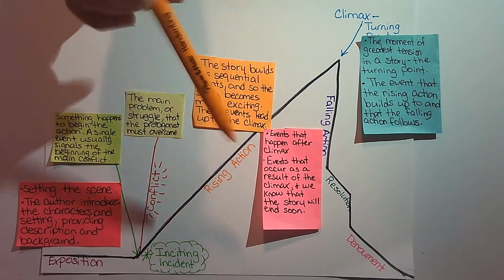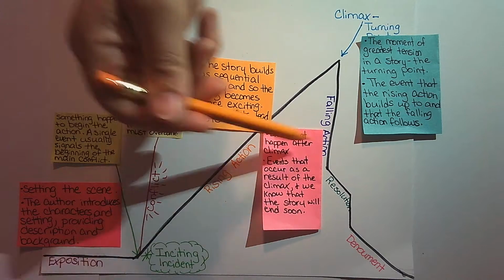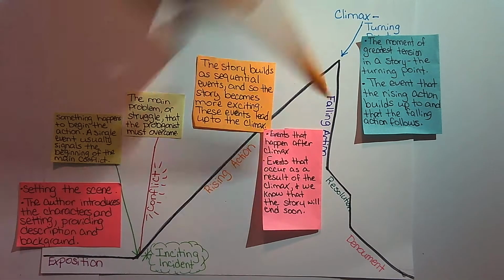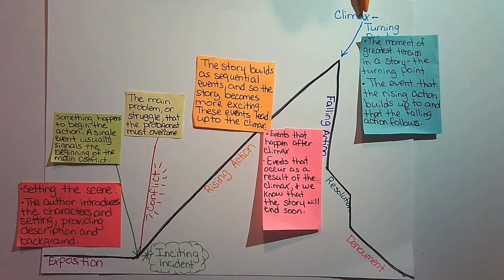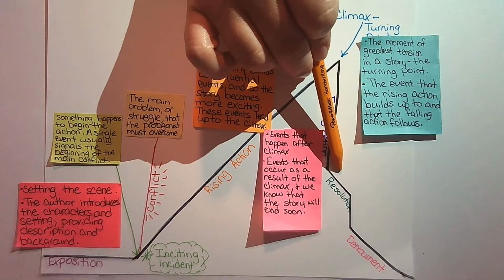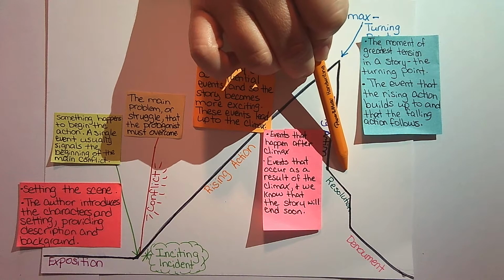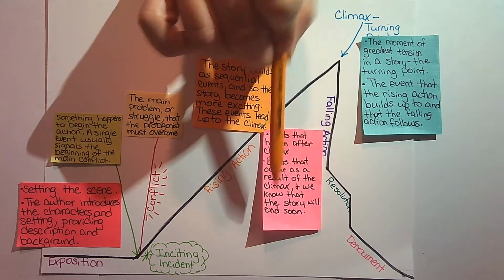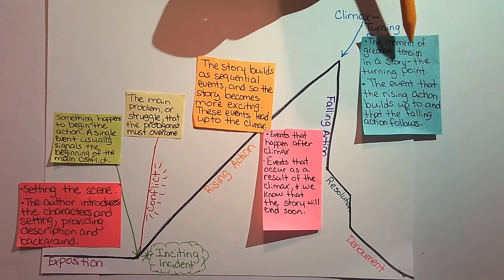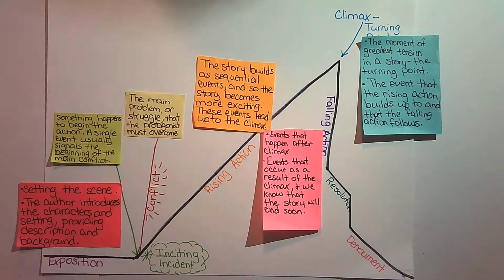Falling action are the events that happen after the climax, and they're the events that occur as a result of the climax. We know when these start to happen that the story is going to end soon. So here at the climax, we think all hope is lost. But by the time we move through the falling action, we start to know, even before the main character or the protagonist knows, that they are going to resolve their problem, their challenge, their conflict. And as we begin to know that, we know we've moved from climax through falling action and we're getting very close to resolution, when we, the reader, can begin to see how things are going to end.